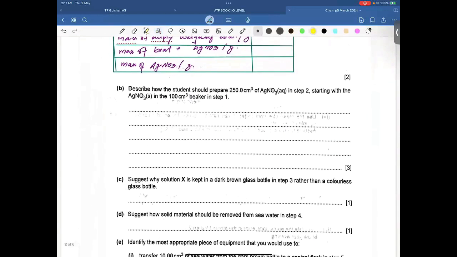Now the next part of the question, which is very, very important: describe how the student should prepare 250 cm cube of silver nitrate solution in step 2, starting with the silver nitrate in the 100 cm cube beaker in step 1. That's a very simple format. We have done this a lot of times in paper 5. So we need to make the solution, and for that, I'll use the volumetric flask, okay?